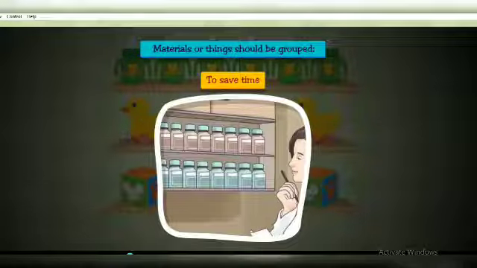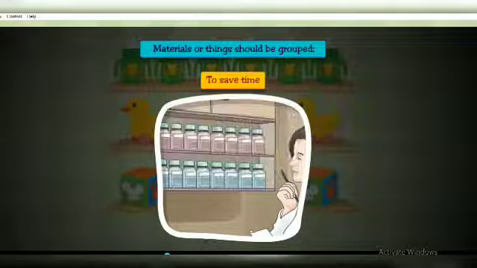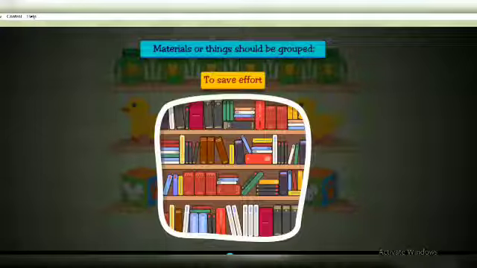Grouping of things in an order helps to save time. If things are put in order, one can quickly find what one is looking for. For example, a chemist quickly finds the medicine that a customer asks for. And to save effort, grouping of things in an order also saves energy.